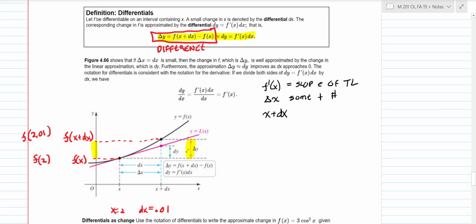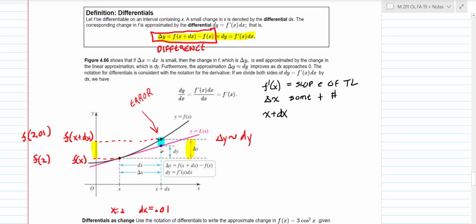So what happens is, if you look at this, you're going to see that delta y is actually close to dy. They're almost the same. They're off a little bit. Actually, this little slice right here is what we would call an error in the approximation. So we use differentials to approximate. All right, so that's what that means.